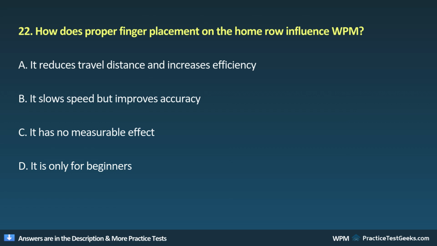22. How does proper finger placement on the home row influence WPM? A. It reduces travel distance and increases efficiency. B. It slows speed but improves accuracy. C. It has no measurable effect. D. It is only for beginners.